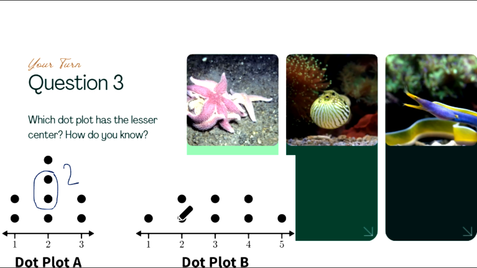This one, 1, 2, 3, 4, 5, 6, 7, 8. Half is 4. 1, 2, 3, 4. Even number. So we got to take 2 dots. This one is going to have a value of 3 for the median and the mean. So which one has the lesser center? This one, and we know that because we did the math and this has a center of 2. We can also look at it and see that most of the dots are falling at 2 here, while the center here is at 3.